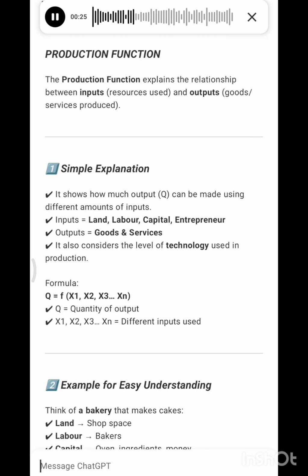Formula: Q equals F(x1, x2, x3, ... xn). Q equals quantity of output, x1, x2, x3, ... xn equal the different inputs used. 2. Example for easy understanding.